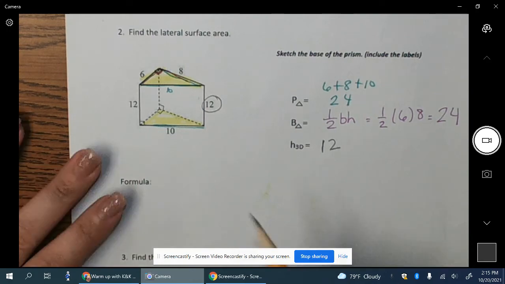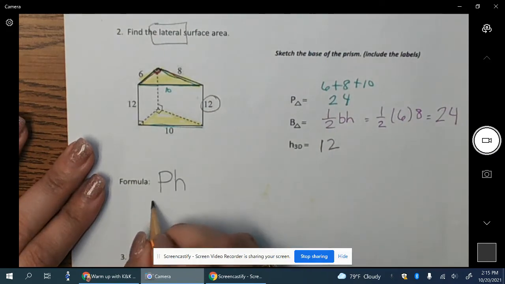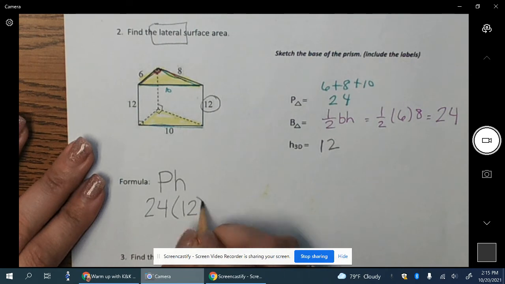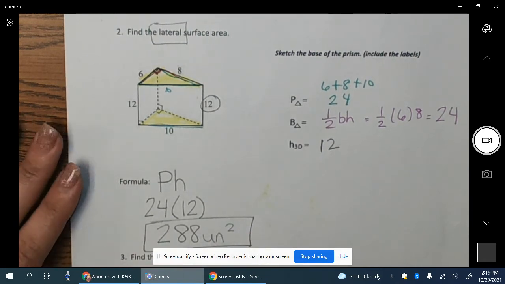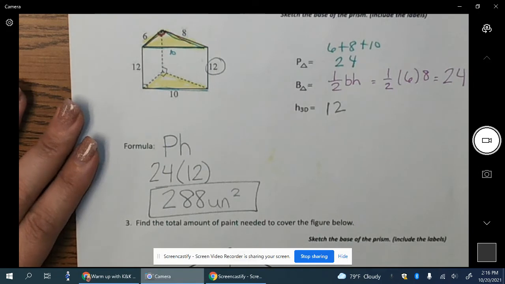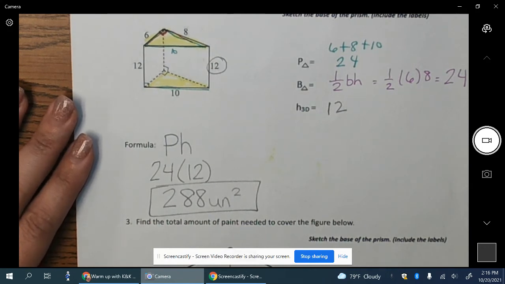My formula is what? pH. Why is it pH? Triangle. Lateral. The perimeter? 24. The height? 12. The answer: 288 what? Oh, we don't know. So units squared. This is just, when I made this year, I forgot. So I need to fix that for next year. Everybody okay? Yeah. All right.